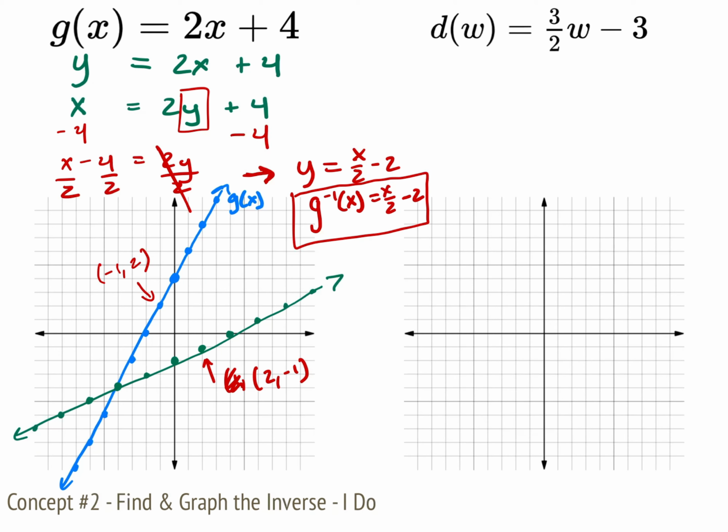Now the other one, with d of w equals 3 over 2w minus 3, we run into some more difficult things in finding that inverse function, which is why I wanted to do this example. So I'm going to run through these steps again. First step, take my function notation, make it a y. So y equals 3 over 2w minus 3. Let me zoom in here.